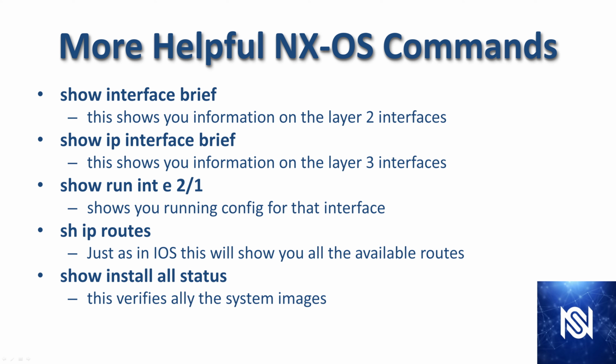All right, so now we have some more helpful NXOS commands. The first is show interface brief. This shows you information on the layer 2 interfaces. If you want to see layer 3 information, you do show IP interface brief. Then if you want to see the running config for a specific interface, you do show run int and then the interface. Show IP routes is going to show you all the available routes, just like it does in iOS. And then show install all status is going to verify all the system images.